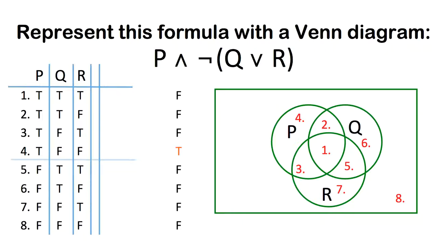When I did that, I got T only on row 4. So lastly, we need to translate that into our diagram and just shade region 4 and nothing else. It looks like this. So here is the picture that represents that sentence.